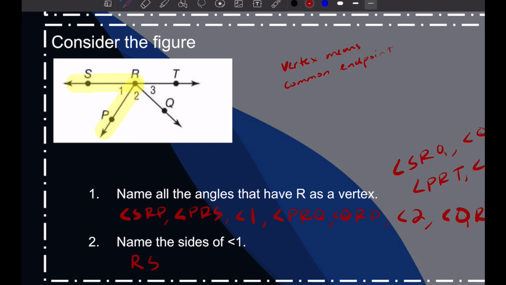And then what do I put above? Well, I have to put a ray. So it's going to be a little line with just one endpoint. Note, not 2, just 1. So that's how you name that particular side.